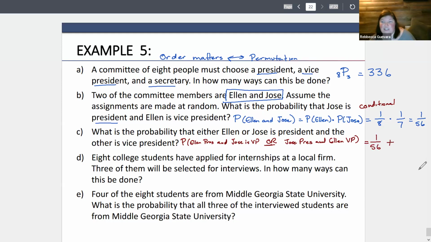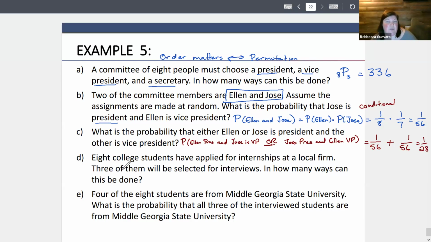And this is an or event, so this is a plus. So the other option is that Jose is vice president and Ellen is president. And like we said here, it doesn't matter who's first, it's still 1 out of 56. So this is 1 out of 56 plus 1 out of 56. And this is going to be 1 out of 28. So in the end, this is going to be 1 out of 28.